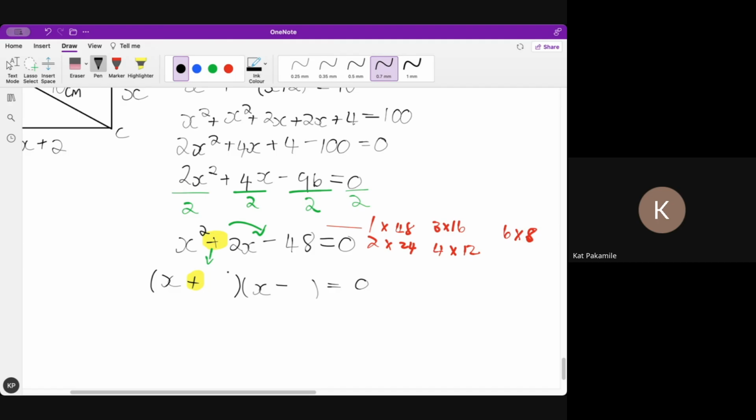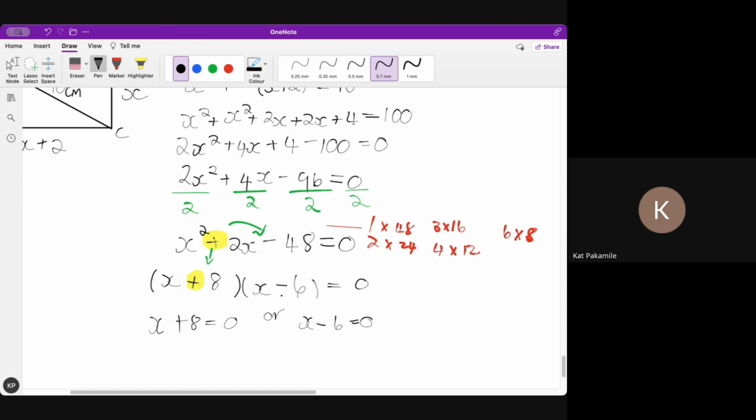Which one is positive? Which one is negative between 6 and 8? Which one's positive? Let me start there. Which one is positive? Alice, you wrote plus minus 6 there, so I'm not sure. Okay, yes, positive 8 minus 6. Because this is a positive 2. So that means x plus 8 is equal to 0, or x minus 6 is equal to 0.